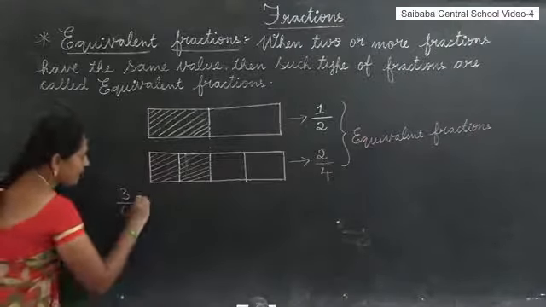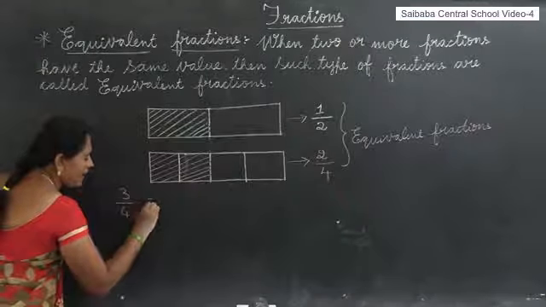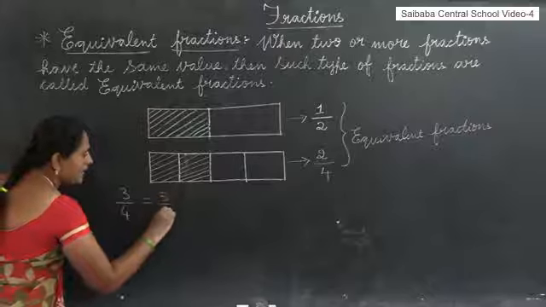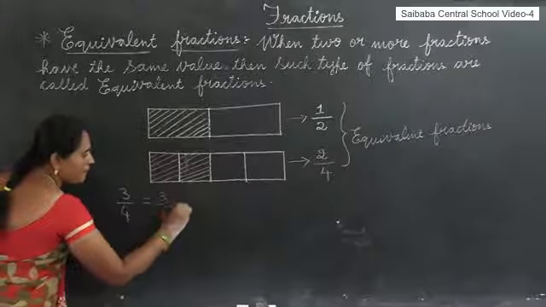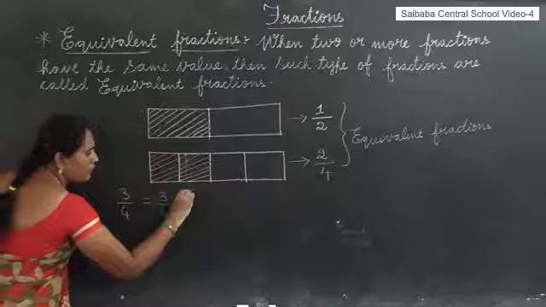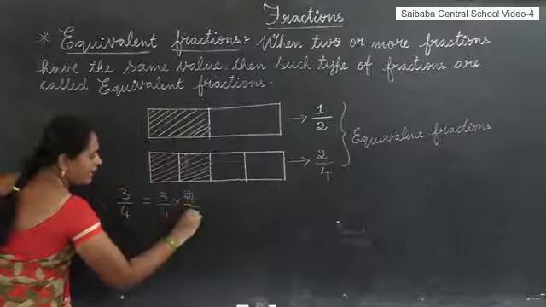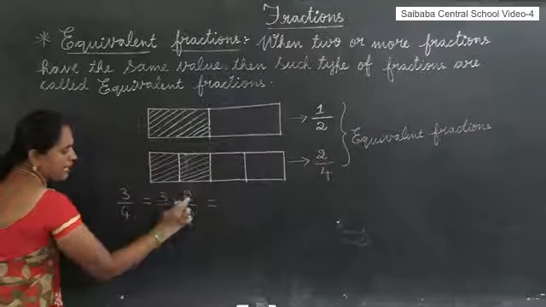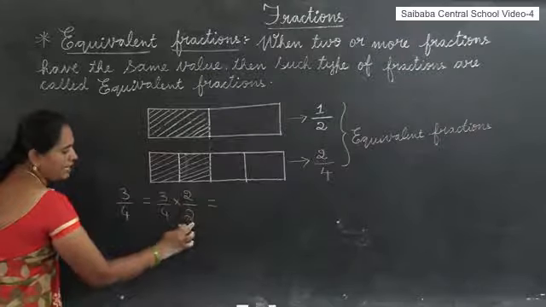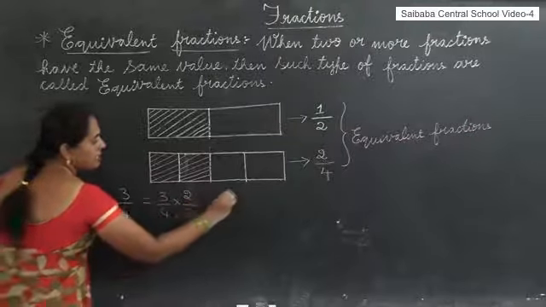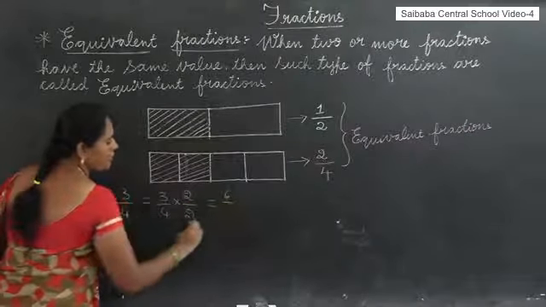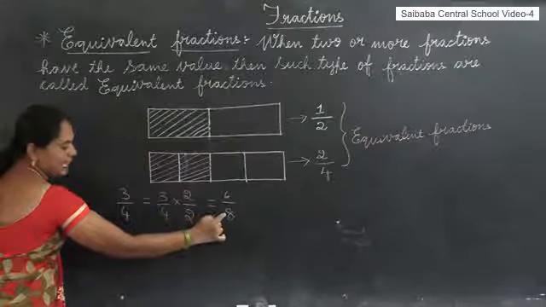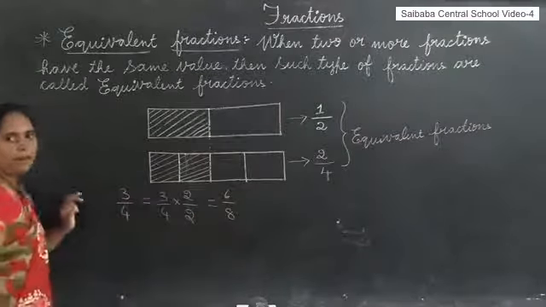First, observe here I am writing equivalent fractions of 3 by 4. Multiply both the numerator and denominator by the same number. 3 2s are how much? 6. 4 2s are 8. So 6 by 8 is an equivalent fraction of 3 by 4.